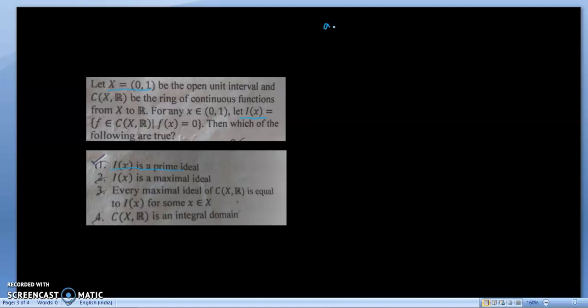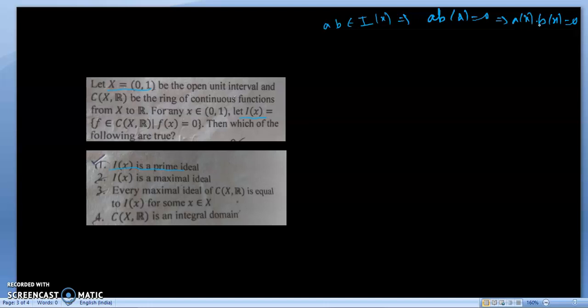Take any two functions a and b whose product is in I_x. Now, as I_x is the collection of all functions which vanish at the point x, if ab belongs to I_x, obviously (ab)(x) equals 0, which shows a(x) times b(x) equals 0. Now as x is fixed and a, b are real valued continuous functions, a(x) and b(x) both are real numbers.